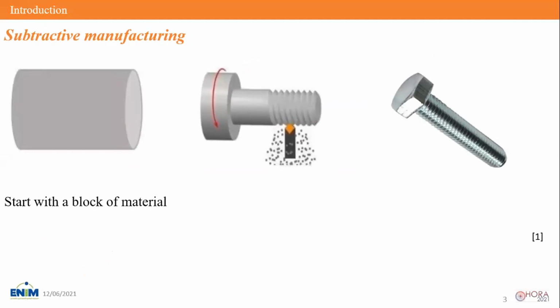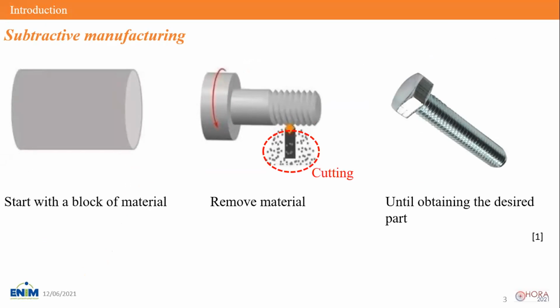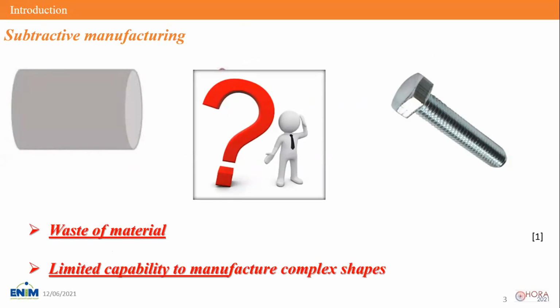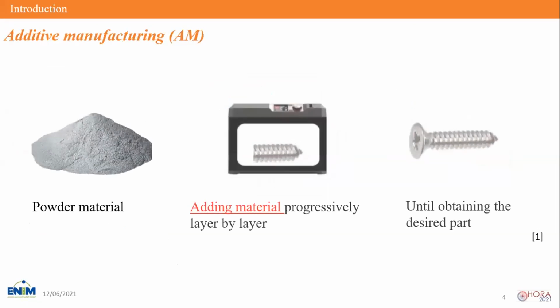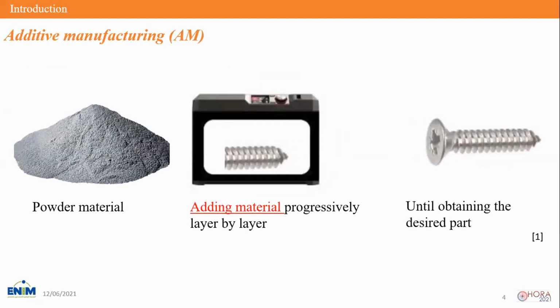Subtractive manufacturing starts with a block of material that we subtract from until obtaining the desired part. This type of process leads to a waste of material and limited capability to manufacture complex shapes. In this context appears the process of additive manufacturing. We start with a powder material, then we add material progressively, layer by layer, until obtaining the desired part.